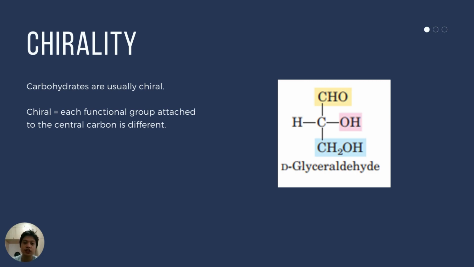Sa gitna ng image na to, you will find the central carbon, to which attached are aldehyde, yung yellow, alcohol, yung pink, ethanol, yung methanol, yung blue, and hydrogen, the unshaded structure. So here, the central carbon observes chirality because each bond that is formed from the valence is different.